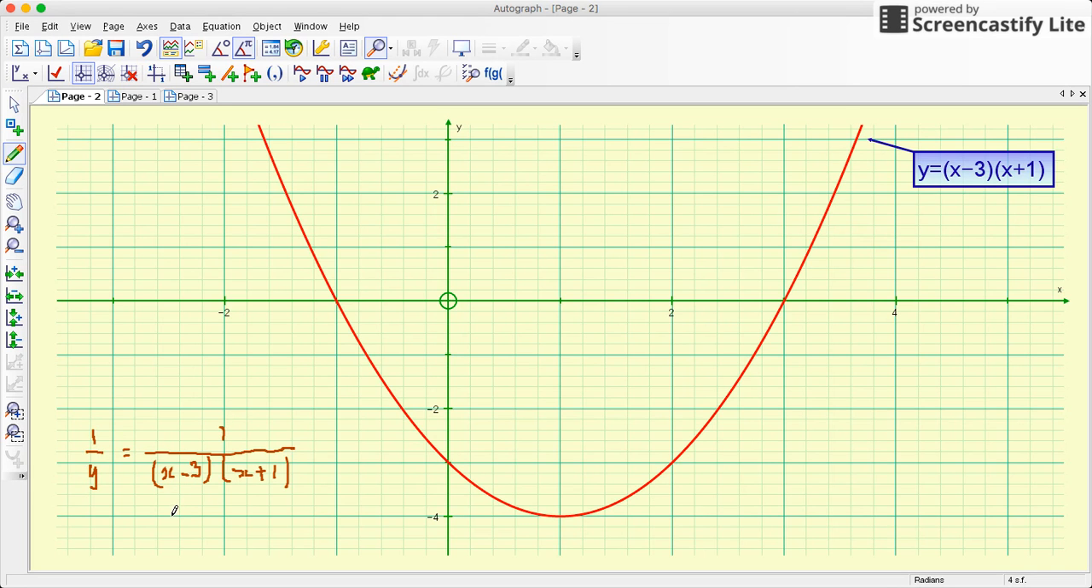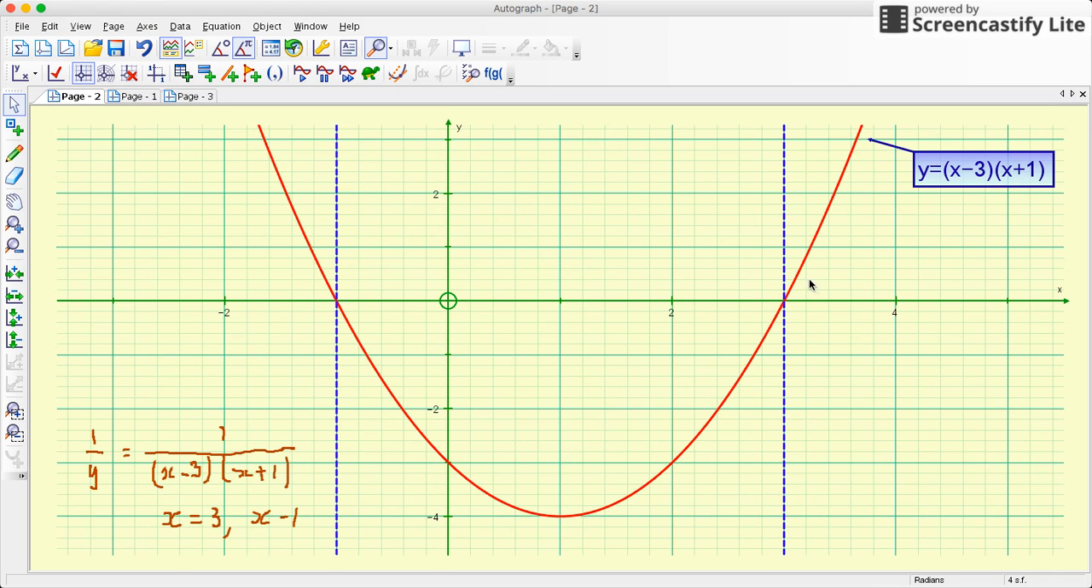And the first thing I notice is if I want to draw this reciprocal, it's going to have two asymptotes because we're not allowed to make x equal to 3, one of the roots, and the other root, x equals minus 1. So I know that these are asymptotes and they won't go through. So what I'm going to do here is draw on those asymptotes.